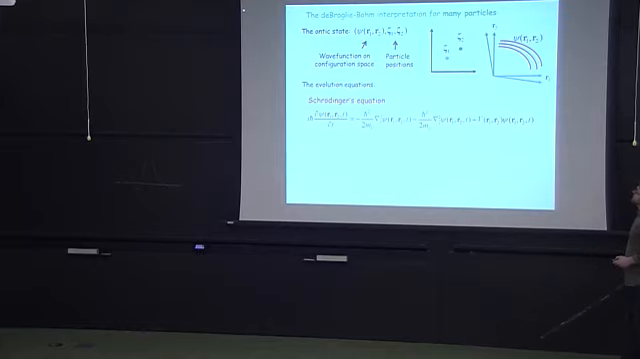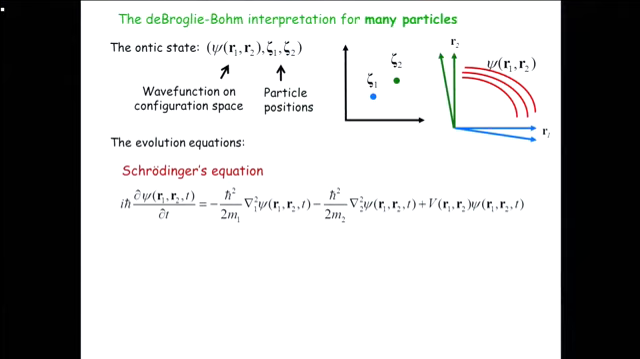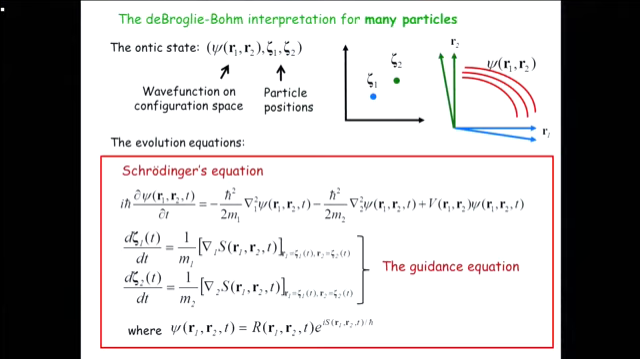Okay, if you look at the evolution equation, it's just Schrodinger's equation again for the wave function. But now it's Schrodinger equation for 2 particles. And if I look at the guidance equation in this case, it's given as follows. The velocity of the Bohmian position of the first particle is given by the gradient with respect to the first particle's position of the total phase factor for the wave function.